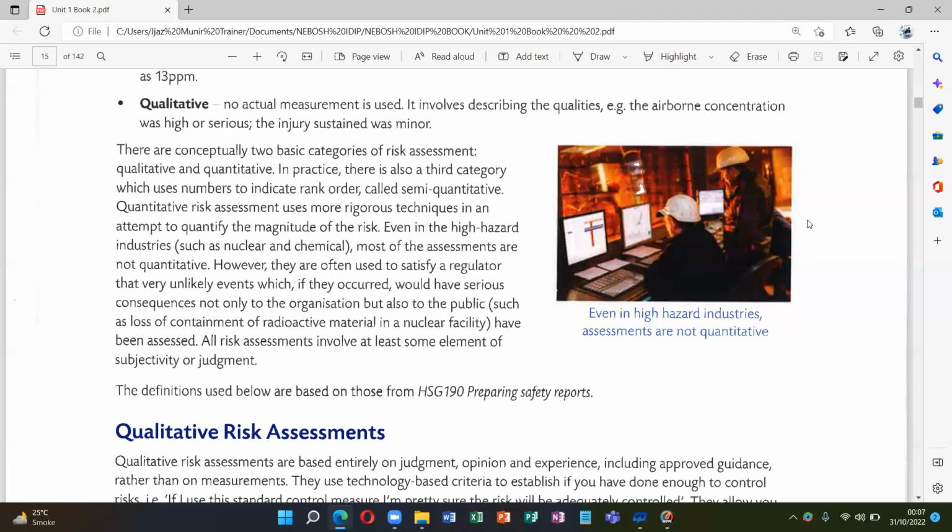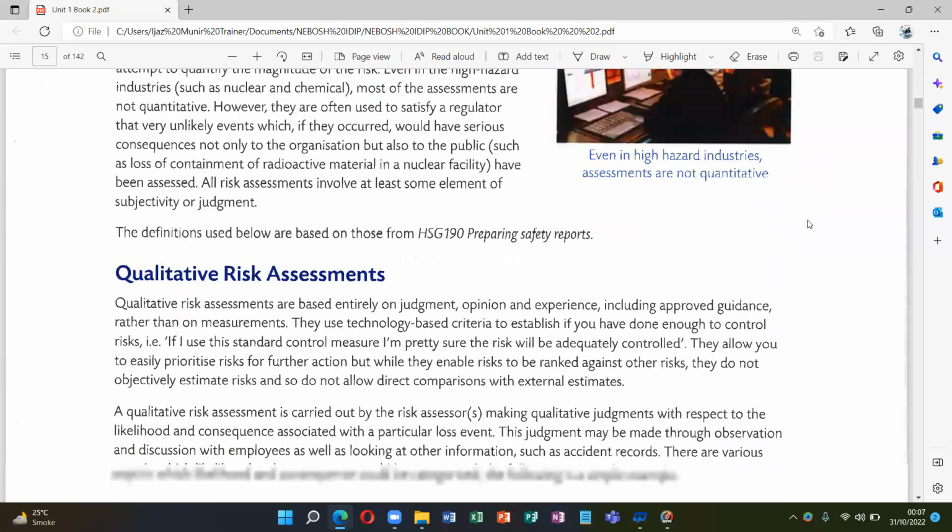All risk assessments involve at least some element of subjectivity or judgment. The definitions used below are based on those from HSE 190, preparing safety reports. Qualitative risk assessment.